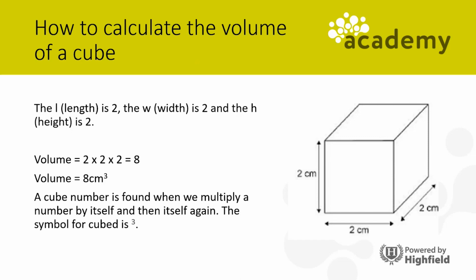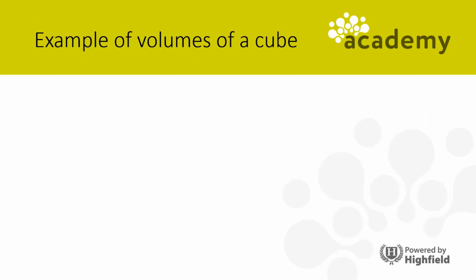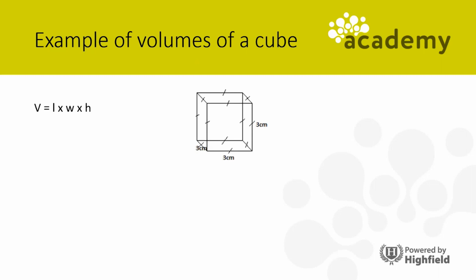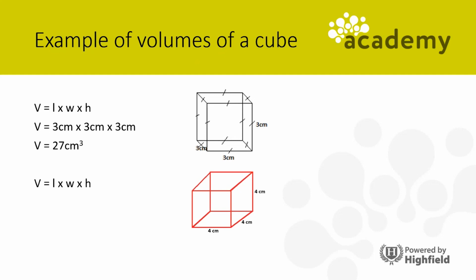Now, a cube is found when you multiply a number by itself and then itself again. So the symbol for cubed is the small 3. An example of volumes of cubes. So remember, V equals length times width times height. So in this case, it would be 3 times 3 times 3, which is 27 centimeters cubed. In this next example, volume is 4 centimeters times 4 centimeters times 4 centimeters, which is 64 centimeters cubed.